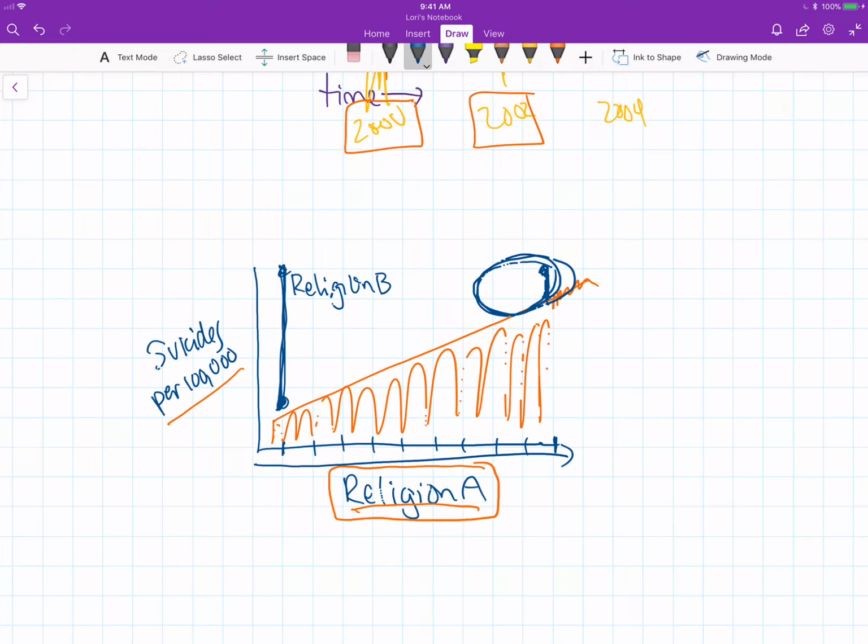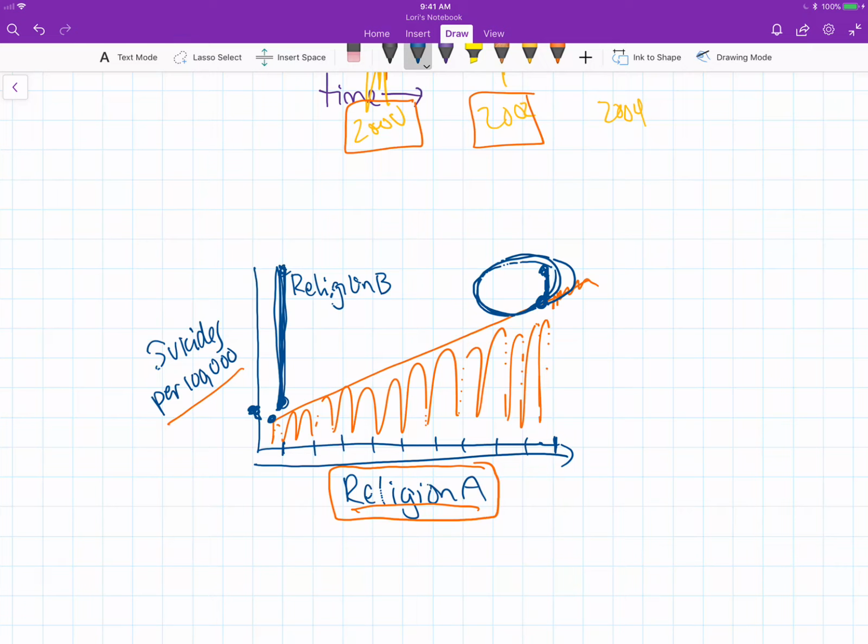And you might say, well, that's weird. When you have lots of people in religion B, you have very few suicides. Here they are, right? And when you have very few people in religion B, you have more suicides.